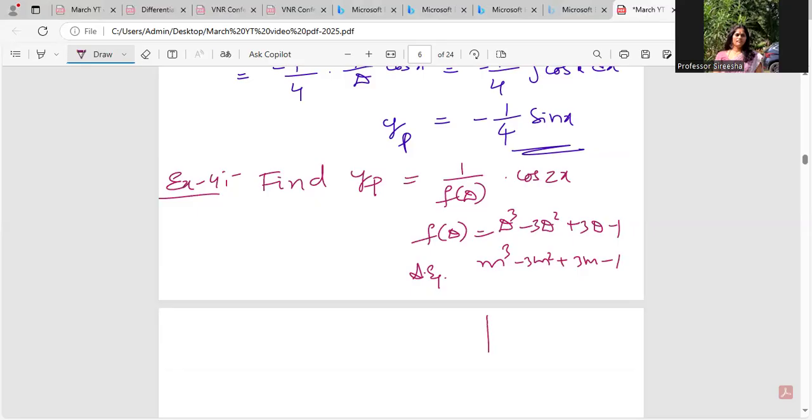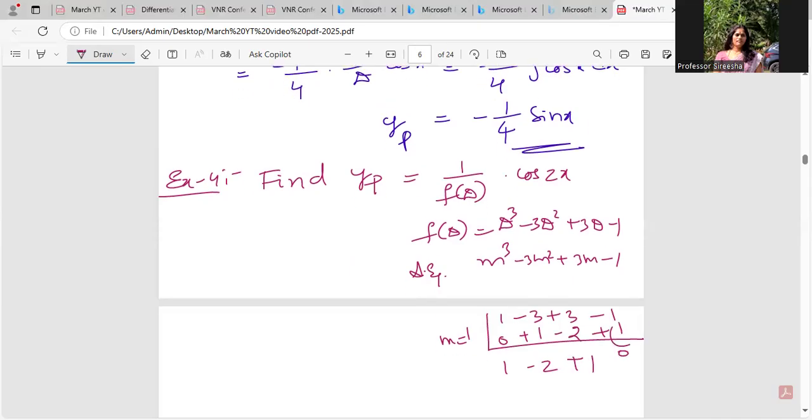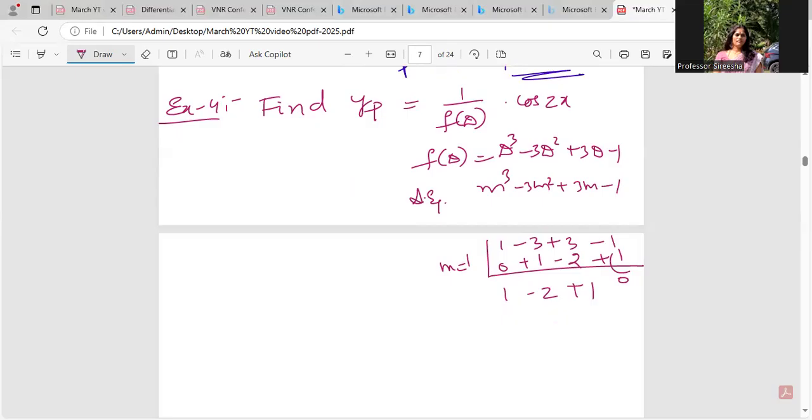If I start finding the factors using synthetic division, I can go with m equal to 1 or something like that. So 1, then plus 1, and this is minus 2, and this is again minus 2, and this is plus 1, then plus 1, and this goes to 0. Or I can use the a cubed minus 3a squared formula as well. So I have m minus 1 as one factor and m squared minus 2m plus 1 as another factor.